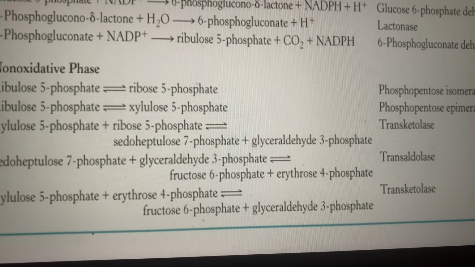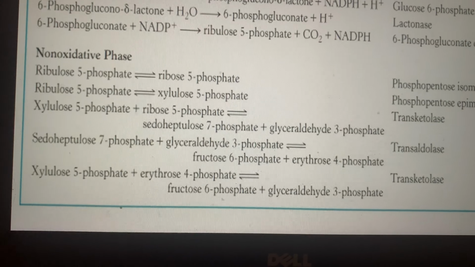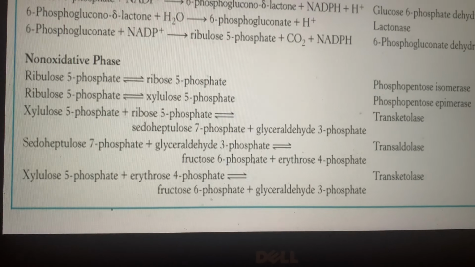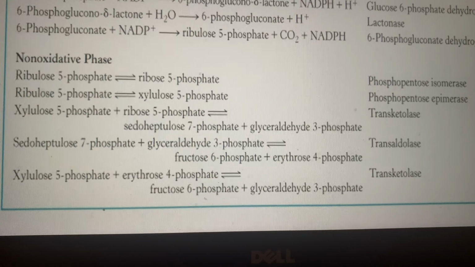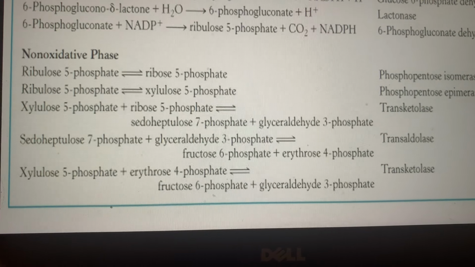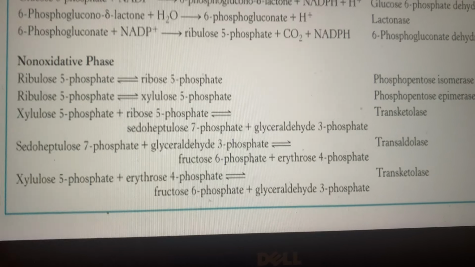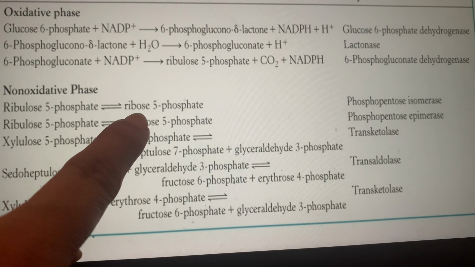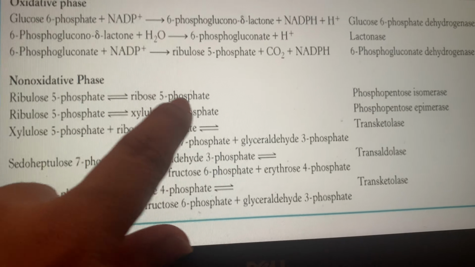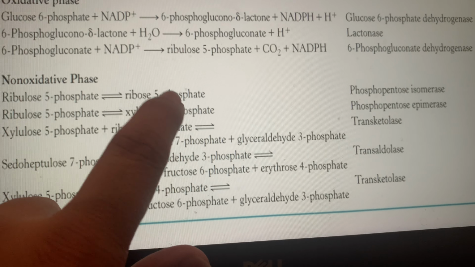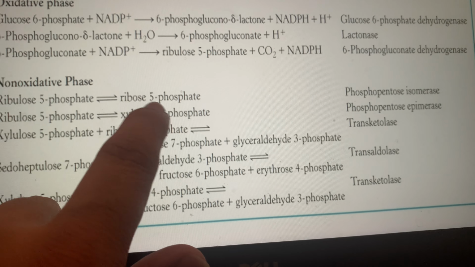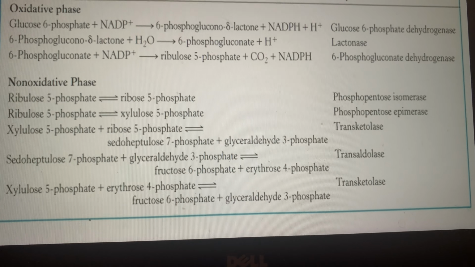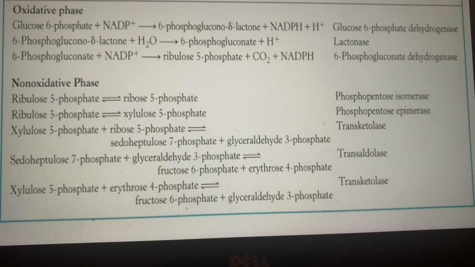Non-oxidative phase, it starts with the ribulose 5-phosphate. It is converted to ribose 5-phosphate. Ribulose 5-phosphate is a ketone bearing carbohydrate, and ribose 5-phosphate has an aldehydic functional group with 5 carbons, and the phosphate group is at the number 5 carbon, and it happens in the presence of phosphopentose isomerase.